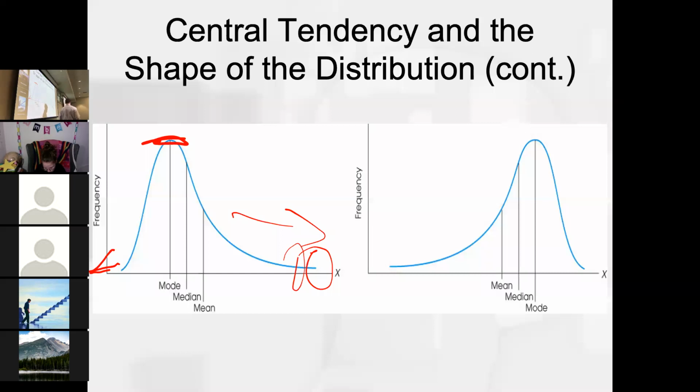The flip side, you have a negatively skewed distribution, mode right there in the middle, mean affected over here, and then the median in the middle.